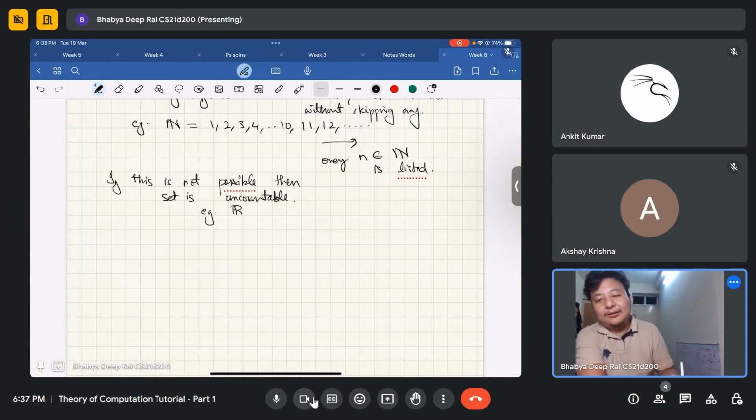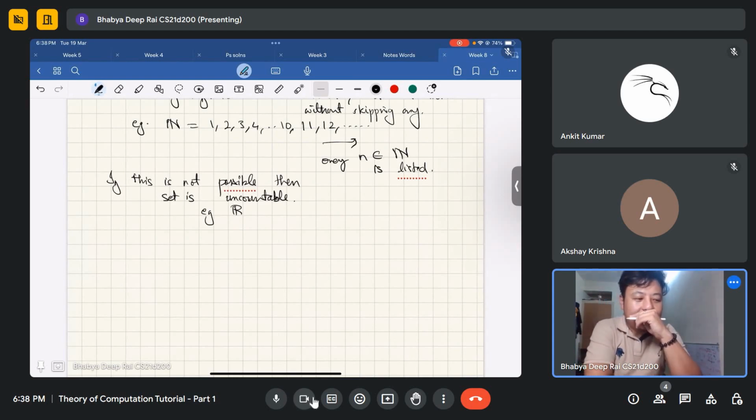I want to ask here, do both of you know the concept of diagonalization, Cantor's diagonalization? Cantor's proof that the size of natural numbers is not equal to the size of real numbers. If not, I shall repeat it. No, right? Okay. So here is the claim.